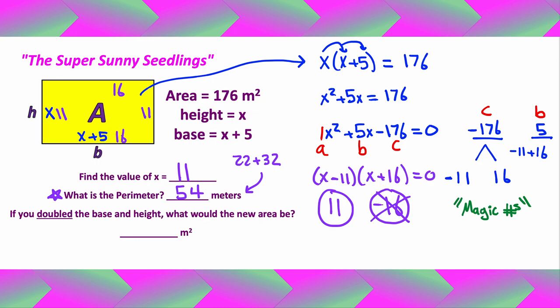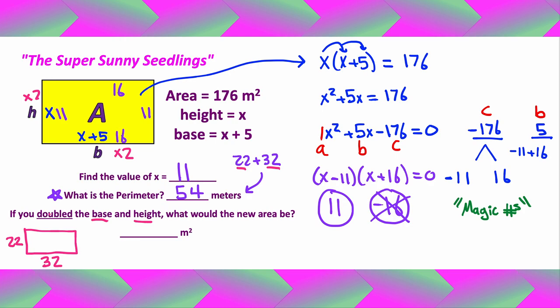Okay. Extra bonus question. It says, if you doubled the base and the height, what would the new area be? Oh, so what if the base was doubled and the height was doubled? Well, we would have a new rectangle. That new rectangle would be 22 by 2 times 16, which is 32. Kind of weird. It's the numbers that you use to add to find the perimeter. Those would become the new side lengths.